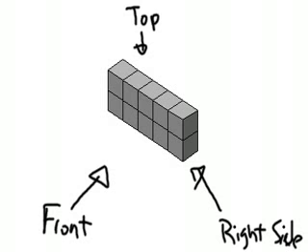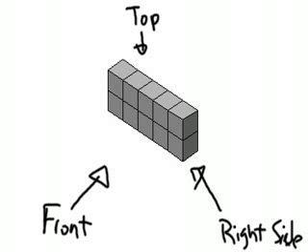So go ahead and take some time. Draw this shape as best you can. It's a rectangle that goes 2 by 5. I'll give you some time to draw that and draw the arrows front, top, and right.